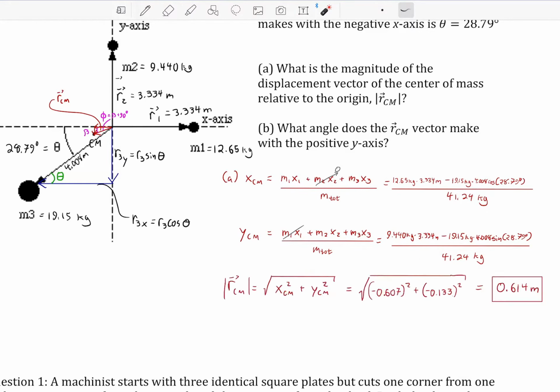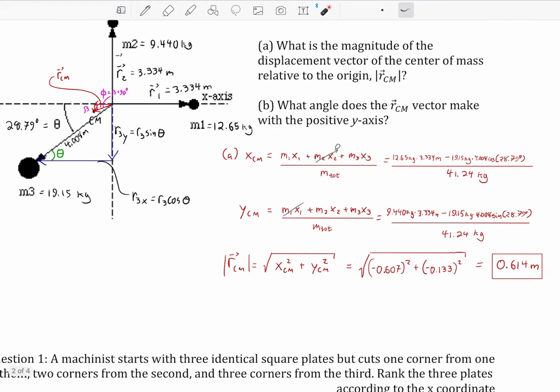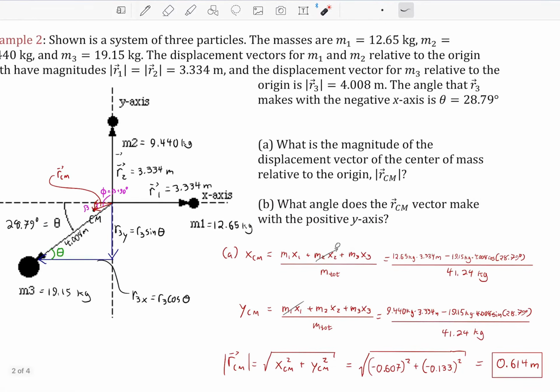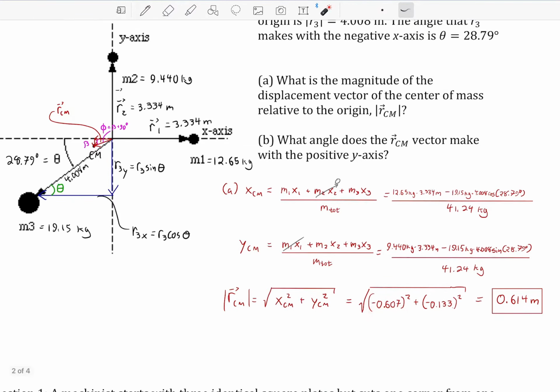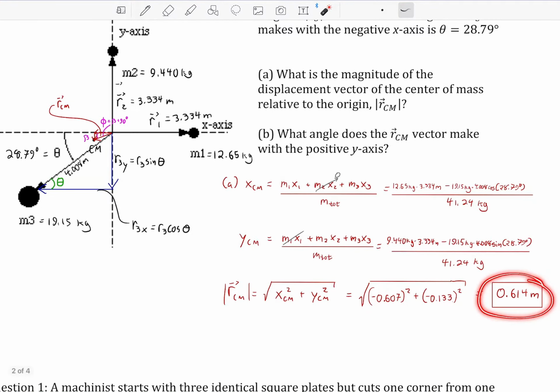All right, so then when we go ahead and solve for that, we're going to get for xcm, it is negative 0.607, and for ycm, it's also negative 0.133. Again, notice these are quite a bit shorter than the lengths of many meters. Instead, we have lengths of just less than a meter, 13 centimeters and 60 centimeters. So then our overall length is 61.4 centimeters or 0.614 meters. All right, that's our overall length of RCM.